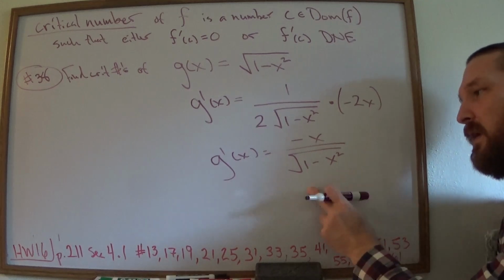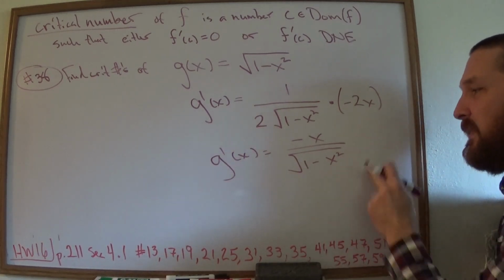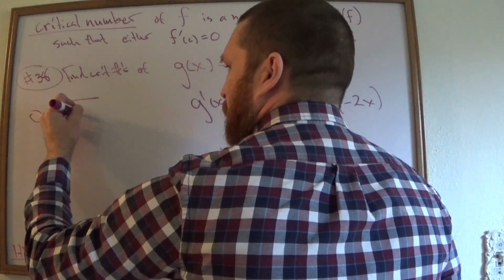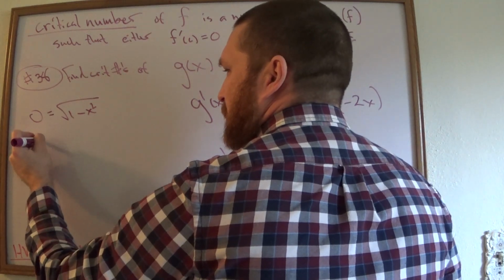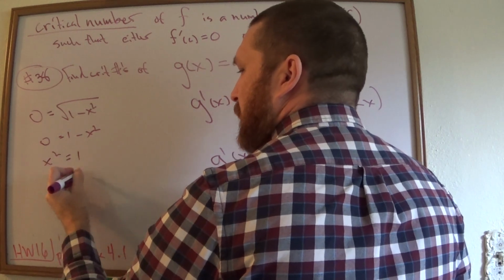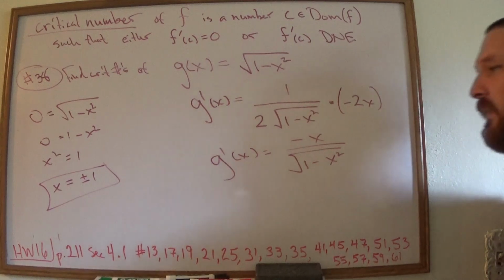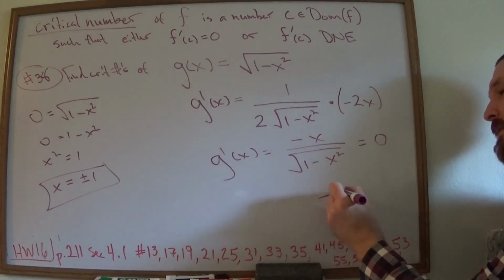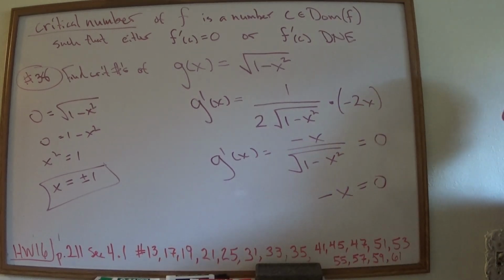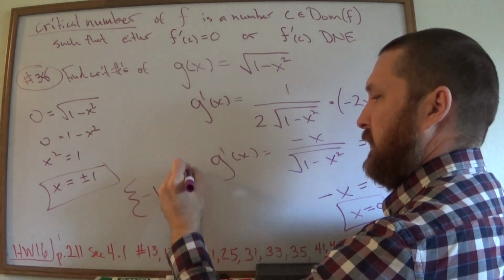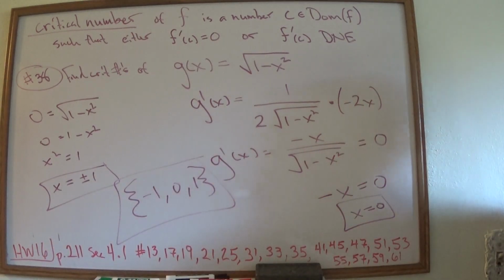The way I like to deal with these is, if you have something over something, let's find out where the denominator is equal to 0, which is the square root of 1 minus x squared. Square both sides, you get 0 is 1 minus x squared. x squared is equal to 1, so then x equals plus or minus 1. And then the other way, we take the derivative and set it equal to 0. Multiply both sides by the denominator, and you get x is equal to 0. And so the critical numbers are going to be negative 1, 0, and 1. Those are the critical numbers.